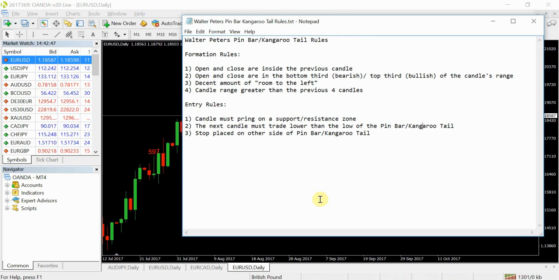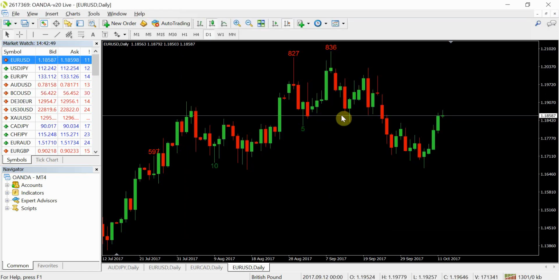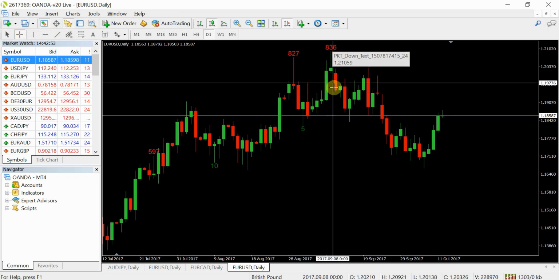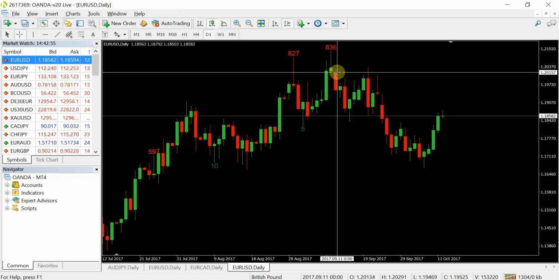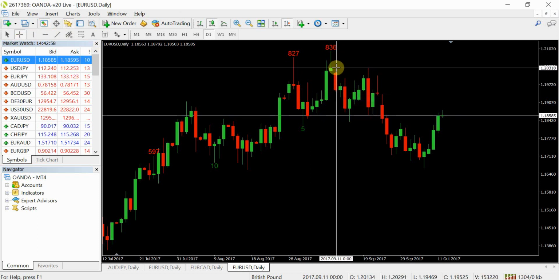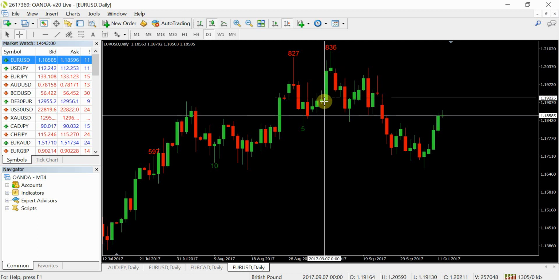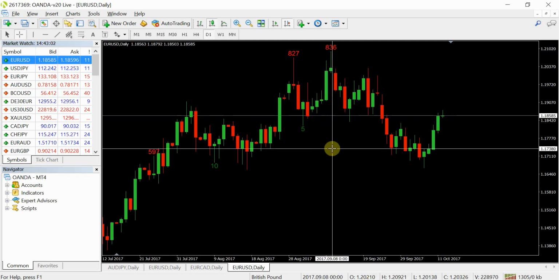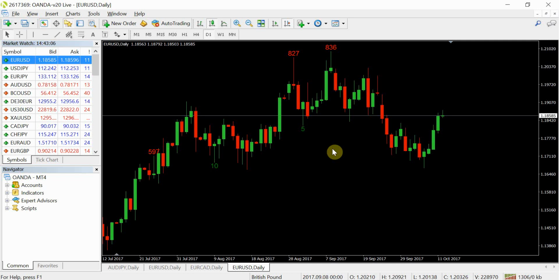So, the open and close are inside the previous candle. If we look at this candle over here, you can see that the open and the close are within the range of the previous candle. That is the first rule that Walter has come up with to classify a pin bar. And as you can see, for all these ones here, the open and the close are all inside the range of the previous candle.